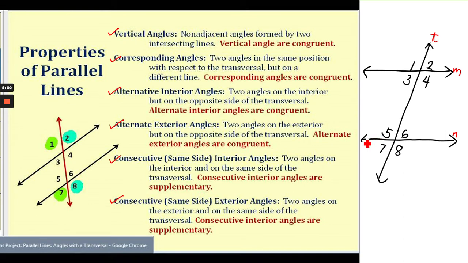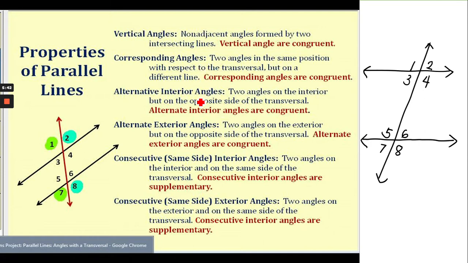Vertical angles are non-adjacent angles formed by two intersecting lines. In this figure, the vertical angles are angle 1 and angle 4, angle 5 and angle 8. As you can see, these two angles have the same endpoint or the same vertex, but they don't share the same side. They look back to each other. See, 5 and 8, 1 and 4. Aside from that, you also have angle 2 and angle 3, angle 5 and angle 7. They're also vertical angles.